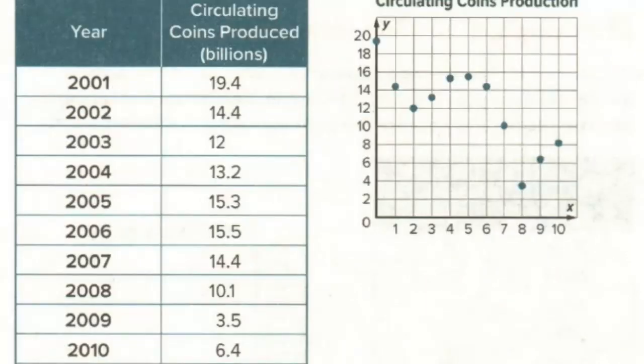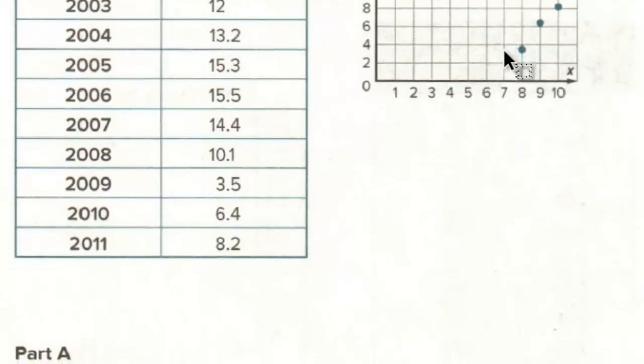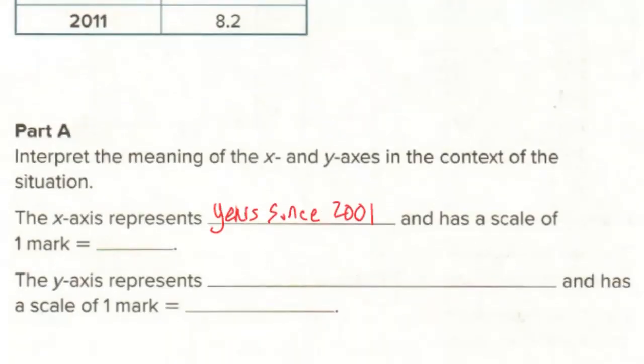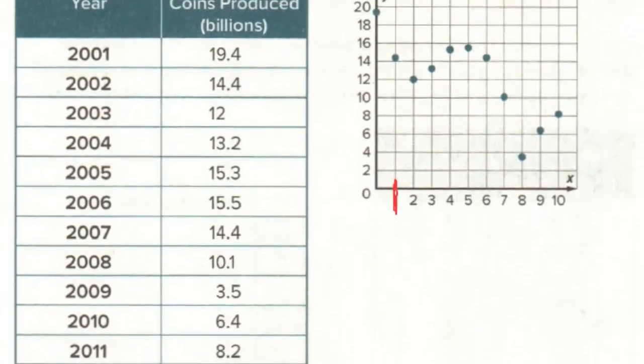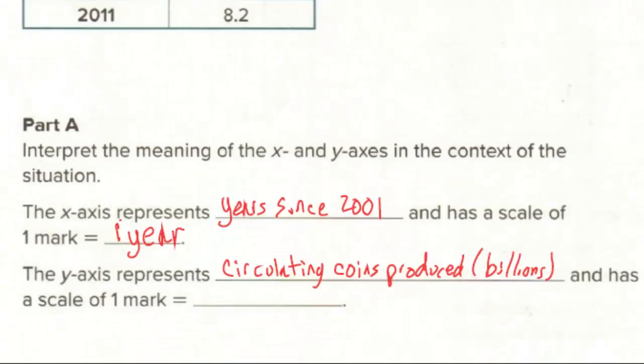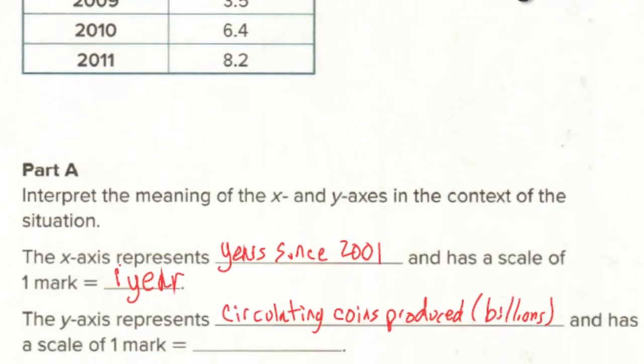So since we're starting with year 2001, the X-axis must be years since 2001. It has a scale mark of 1, which represents, okay, so we're in years, so this 1 right here must represent 1 year. The y-axis represents the output, that's circulating coins produced, in billions, and has a scale mark of 1. Remember this is in billions, so if you look back at the graph, it's got a 2 next to it. So that 2 would represent 2 billion coins.